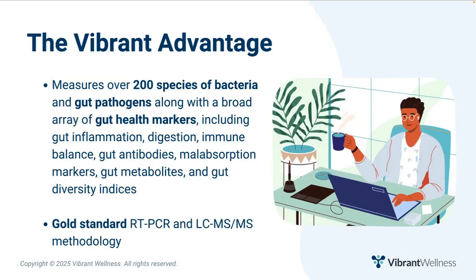In summary, the Gut Zoomer uses gold standard RT-PCR, ELISA, and LC-MS methodology to identify and quantify over 200 species of bacteria and gut pathogens, along with markers of inflammation, digestion, and gut metabolites, aiding practitioners in detecting root causes of acute or chronic illnesses that stem from the gastrointestinal tract, including gastrointestinal disorders like Crohn's disease, autoimmune conditions like Hashimoto's thyroiditis, and extraintestinal conditions like atherosclerosis, diabetes, eczema, and psoriasis.